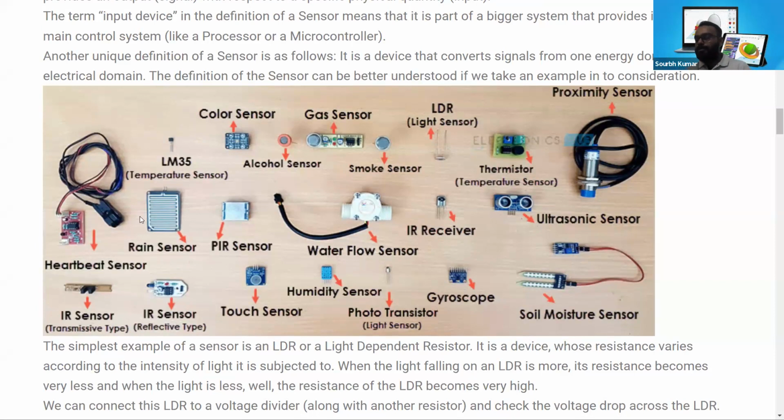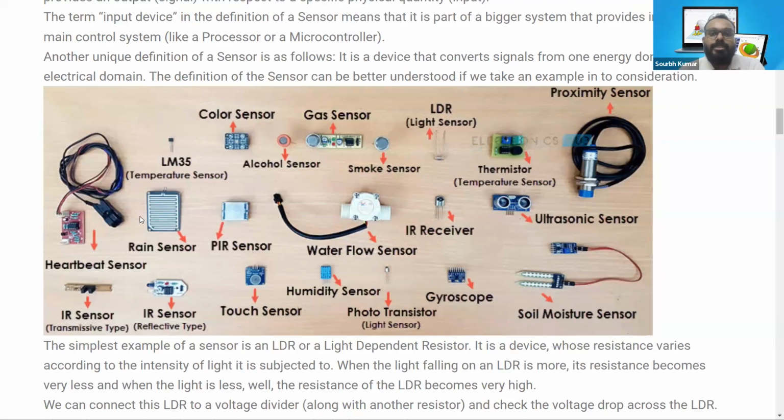Sorry. So what we have are different kinds of sensors: the color sensor, alcohol sensor, gas sensor, smoke sensor, thermistor, ultrasonic sensor, IR receiver, water flow sensor, touch sensor, IR sensor, humidity sensor, phototransistor, gyro, and soil moisture sensor. These are the common sensors which we can utilize in our robotics projects.